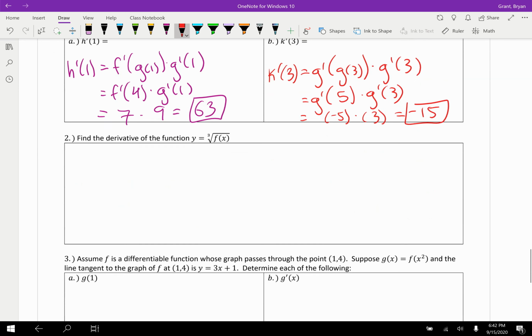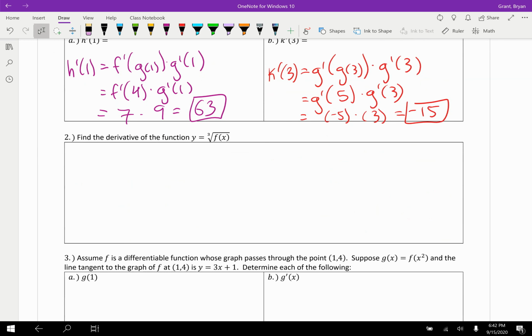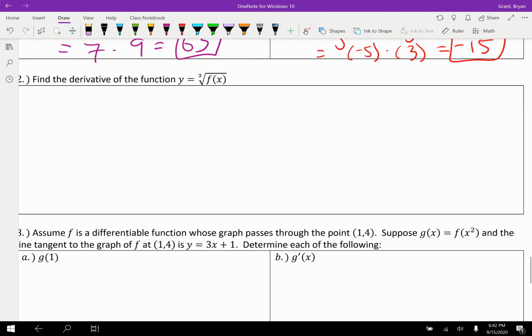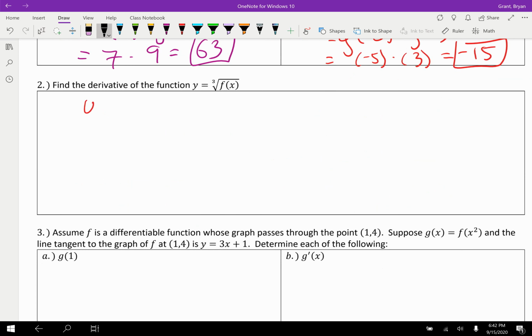Problem 2 is a little bit different. Problem 2 is going to ask for the derivative of a function f of x. We don't know what f of x is, so I think we're going to have f of x in our answer. But let's take a look. We have y equal to the cube root of f of x. We don't know much about that, but if we rewrite this as f of x to the 1/3 power, we might be in a better place.